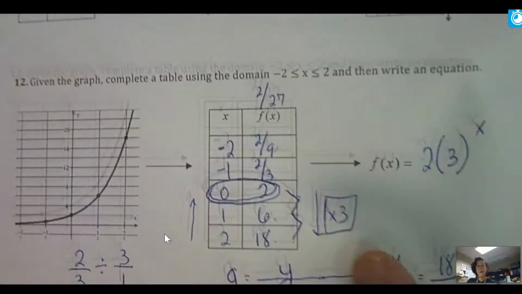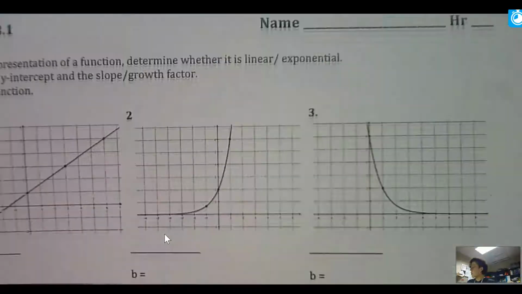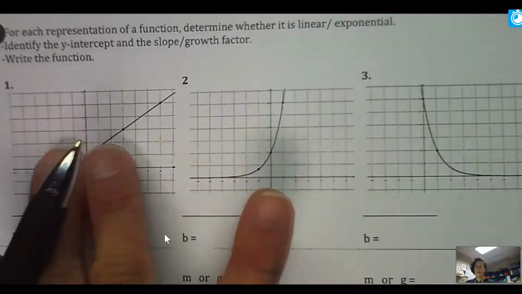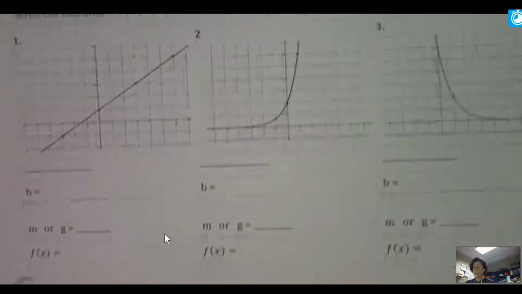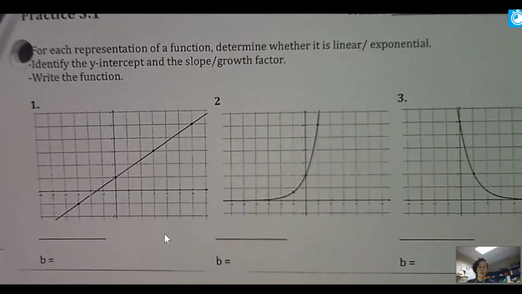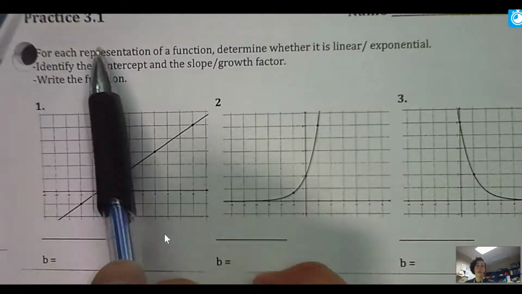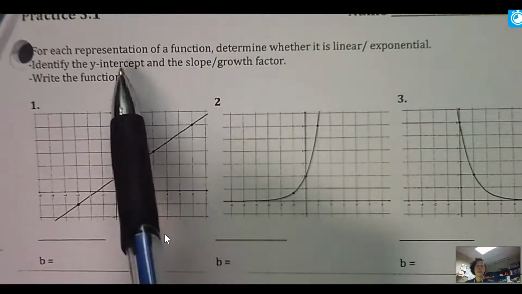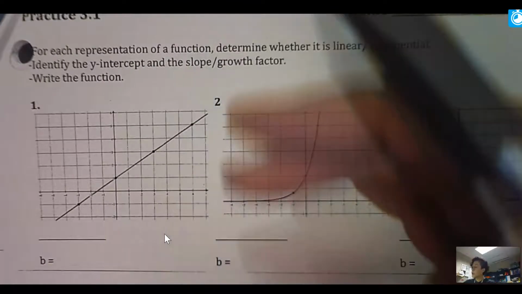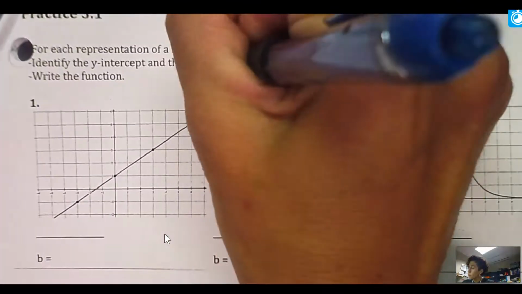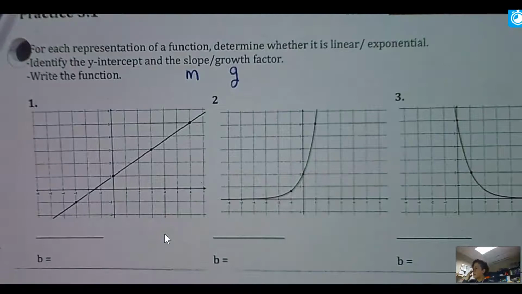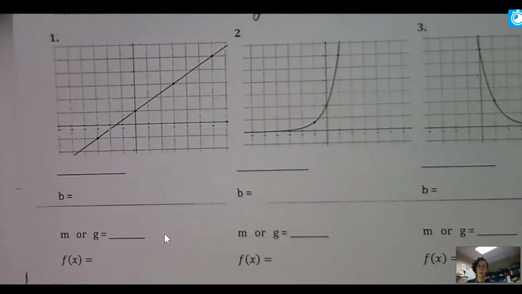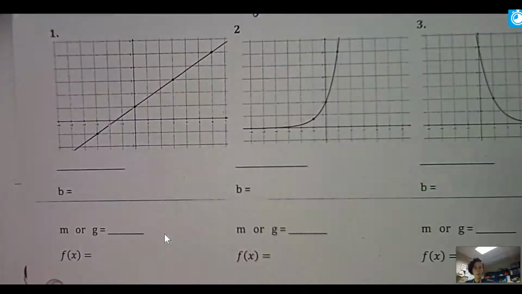So at this point, what am I going to ask for you to do at home? You are going to do page 5, and you are given a graph, and your job is to do all the things I'm asking you for here. So you definitely need to read the directions. For each representation of a function, determine if it's linear or exponential. You will need to identify the y-intercept and the slope, or the growth factor, and then you're going to write the function. So the first 3 have been set up for you, and the others you're just going to kind of have to know what to do. So I'll do number 1, and then I'll pick another problem to do with you.